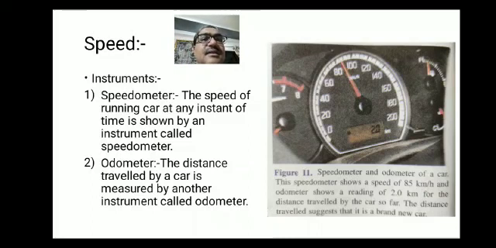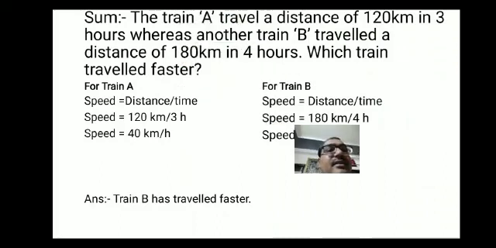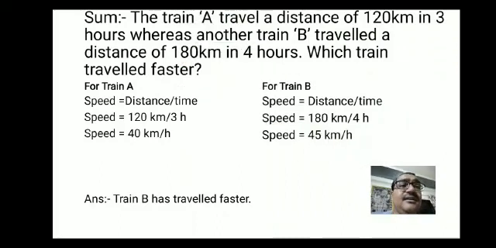So speed can be measured with these two instruments. The odometer measures how much distance it has covered, and the speedometer measures the speed of an object at a particular time. Here it is approximately 85 kilometer per hour. Okay, please write this answer in your notebook. You understand this question? We are going to solve this sum.